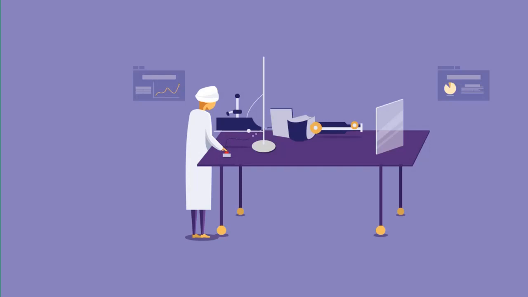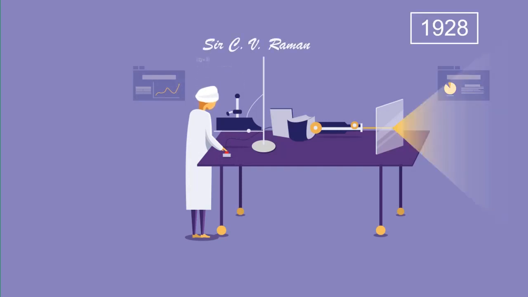In the year 1928, Sir C.V. Raman observed an effect in his institute. A colored light entered a liquid and a fraction of the scattered light was of a different color. He found that this different color, the shift in this frequency, was independent of the incident radiation. And this effect is known as the Raman effect.